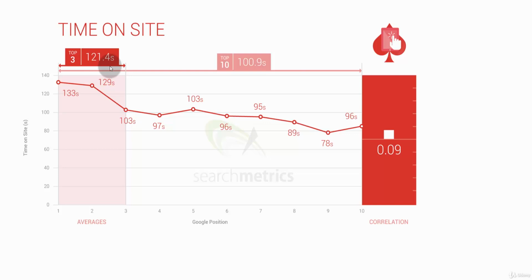And the time on site for the top 10 search results is 100 seconds on average, which is a significant difference of around 20 to 21 seconds. Here you can also see a correlation of 0.09, or we can say 9%, which denotes that the difference in time on site between the first search result and other search results is 9% significant.